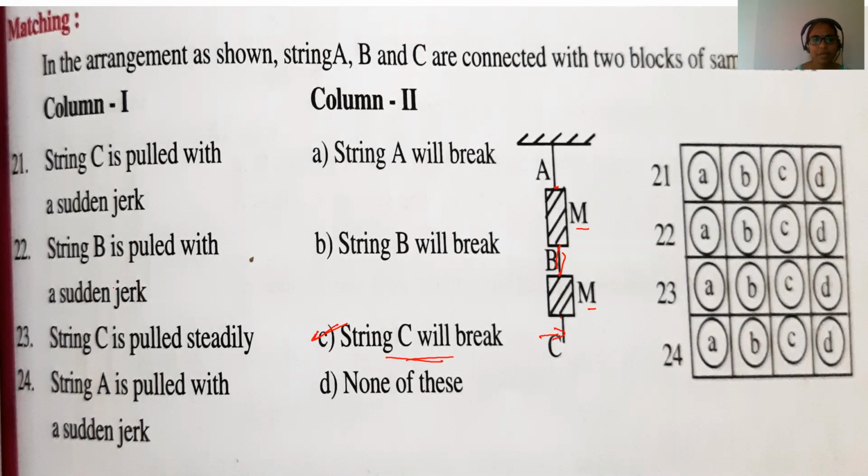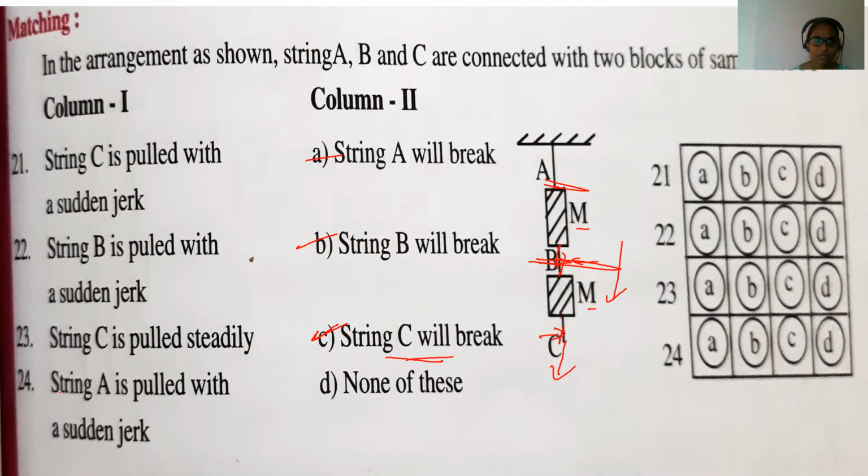Now, the string B is pulled with a sudden jerk. We suddenly shake the string B. So what will happen, children? That time the string B will break. Up to here it will break when you jerk with B. And if string C is instead pulled slowly downwards, what will happen? The string A will break from here, because we are applying force directly in the downward direction.